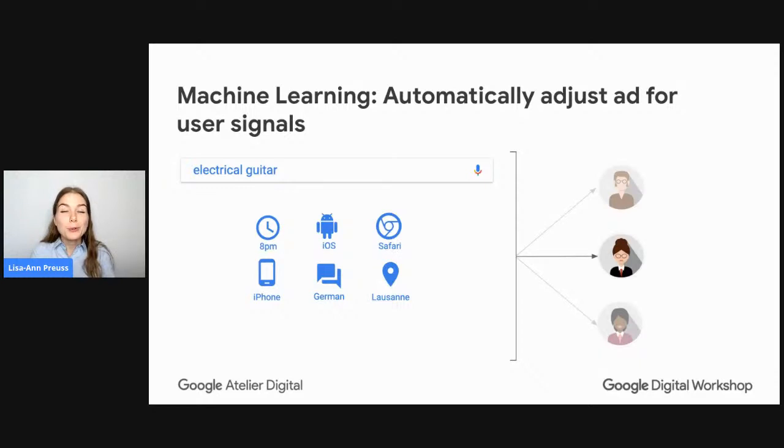And the cool thing is that giving Google Ads these different options will allow it to use machine learning to automatically adjust those ads based on different user signals, like when the user is searching, with which operating system, with which browser, which device, in which language, and from where.